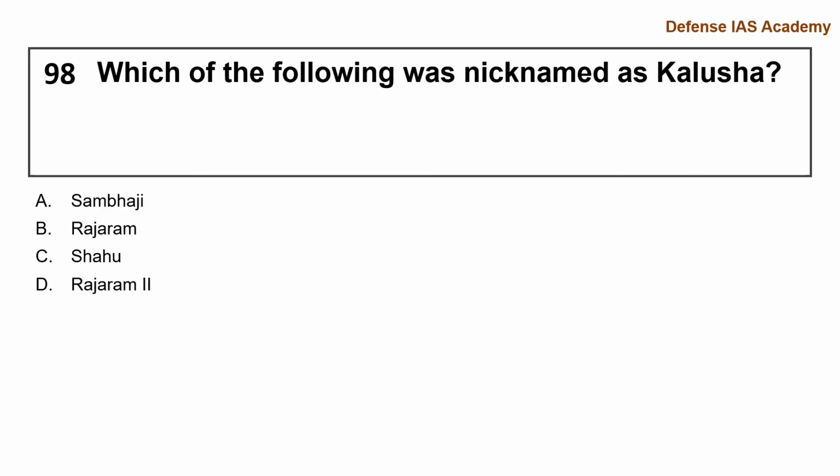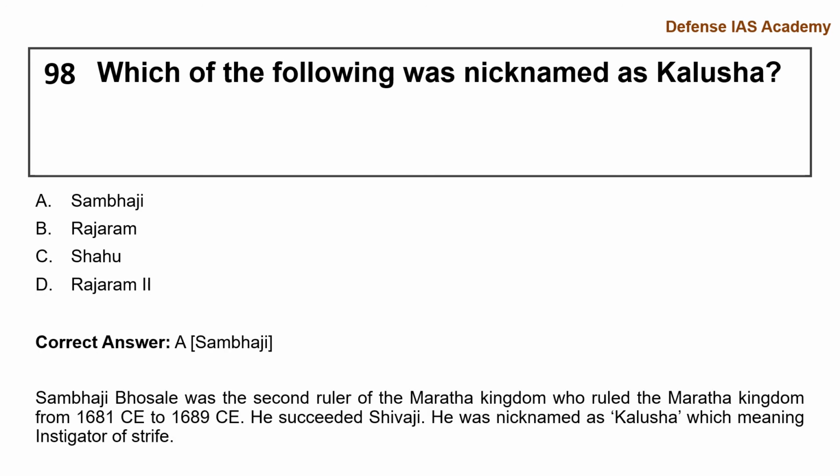Question 98. Which of the following was nicknamed as Kalusha? The correct answer is option A, Sambhaji. Sambhaji Bhosle was the second ruler of the Maratha kingdom who ruled from 1681 CE to 1689 CE. He succeeded Shivaji. He was nicknamed as Kalusha, which means instigator of strife.